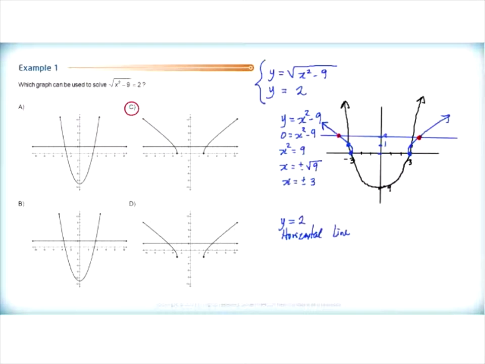What you have to look for here are the corresponding x-intercepts of your square root function, which occur at -3 and +3, and the values of y are equal to 0. So this graph represents the square root of x squared minus 9, and then you have the horizontal line passing through y equals 2. So the correct answer here corresponds with C.